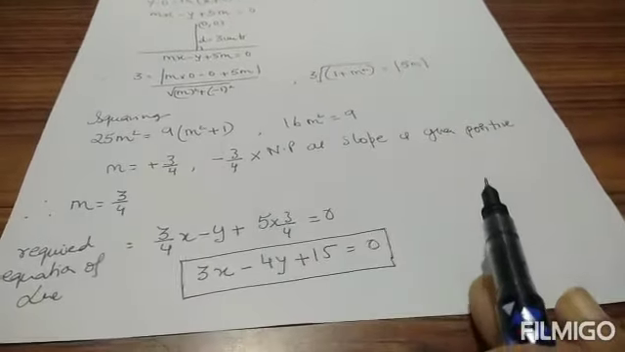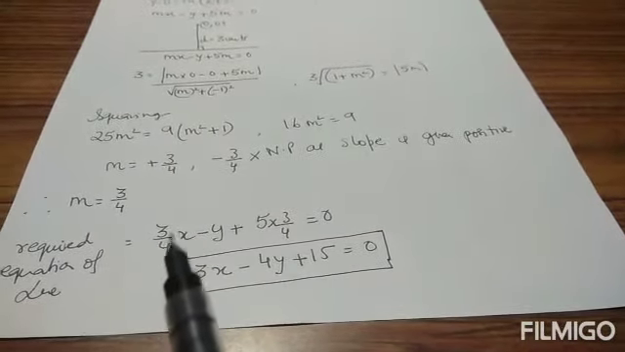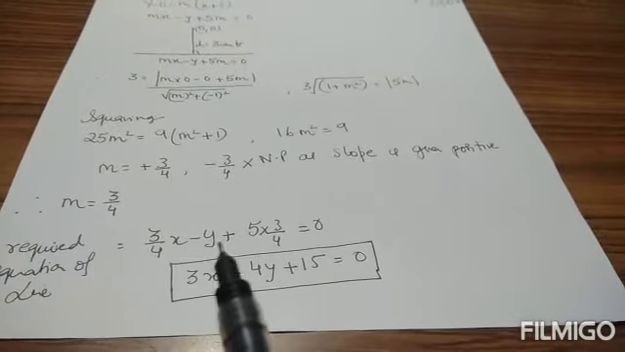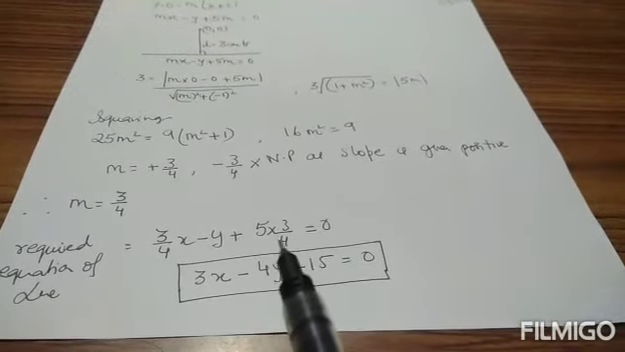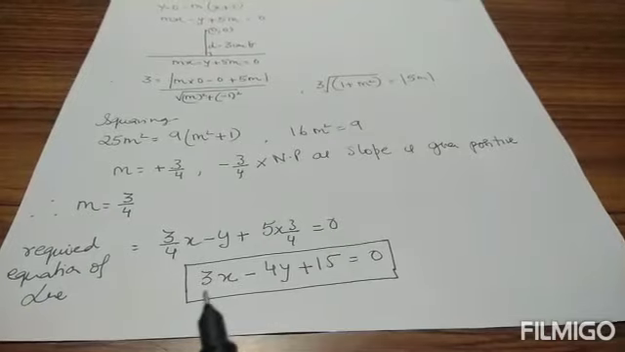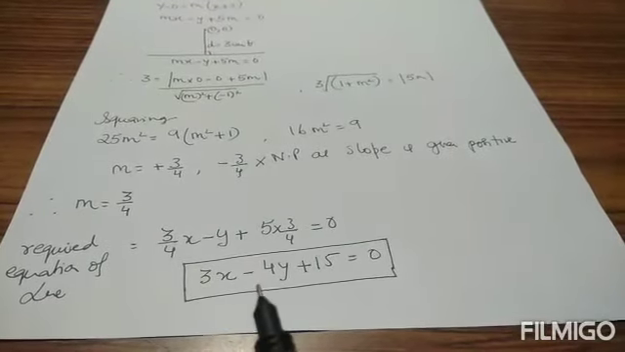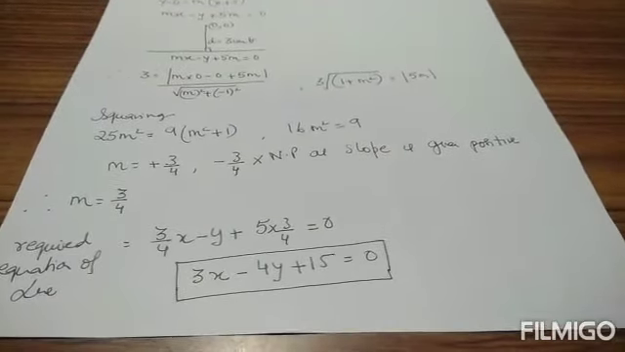So the required equation of the line is 3/4 x - y + 5 into 3/4 = 0, or 3x - 4y + 15 = 0.